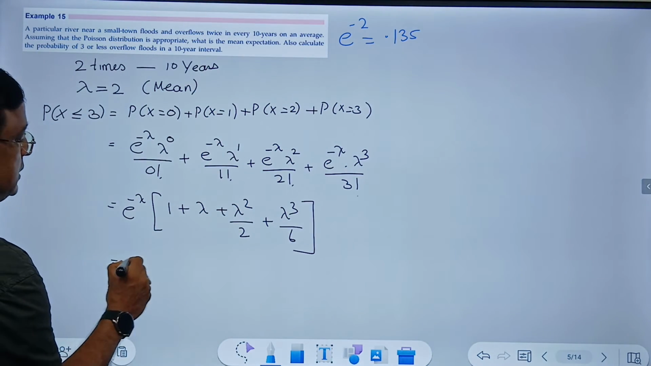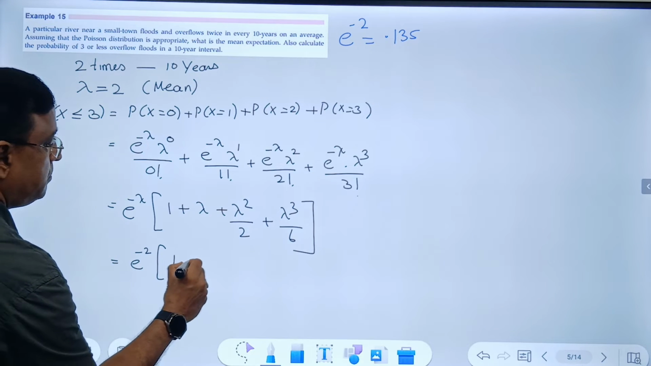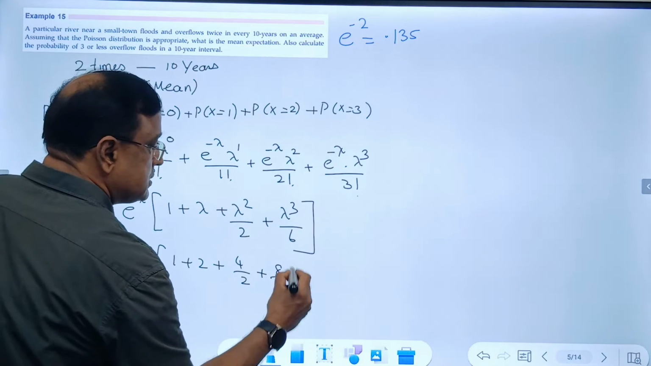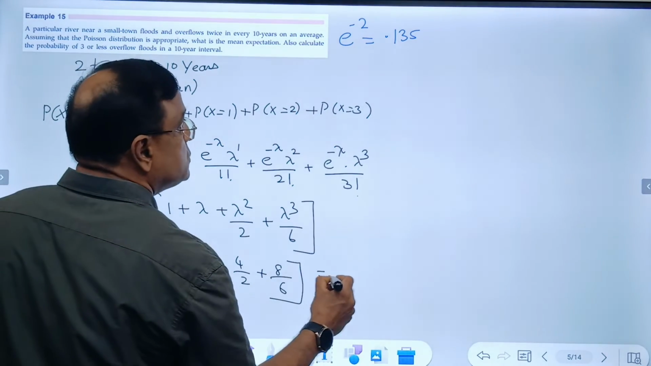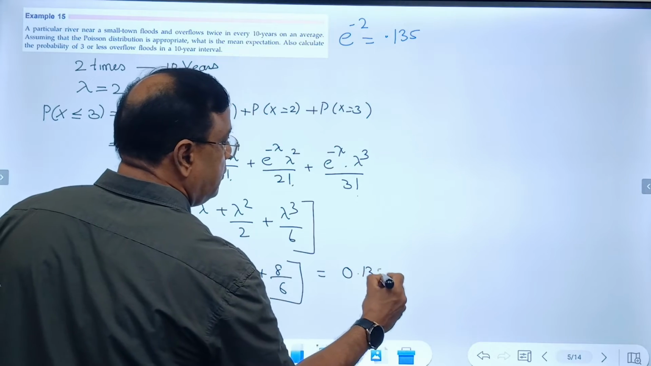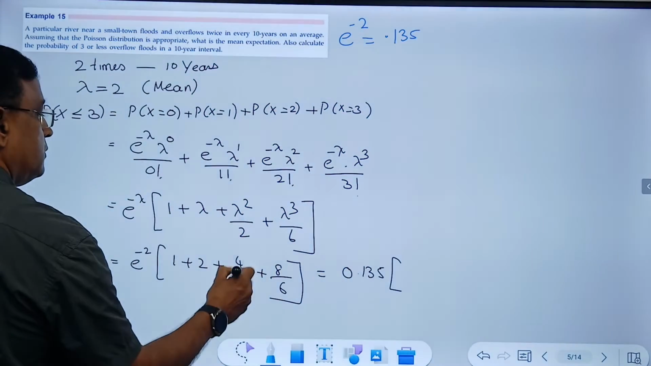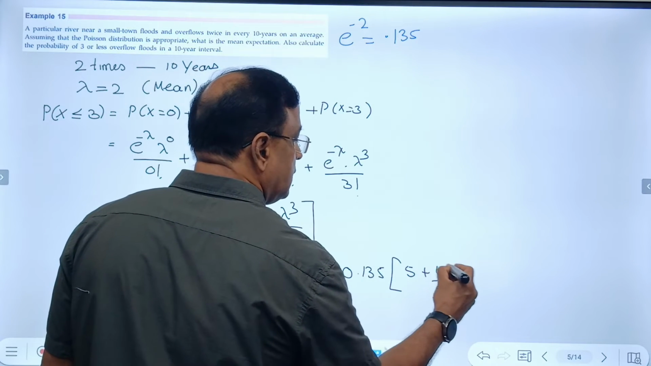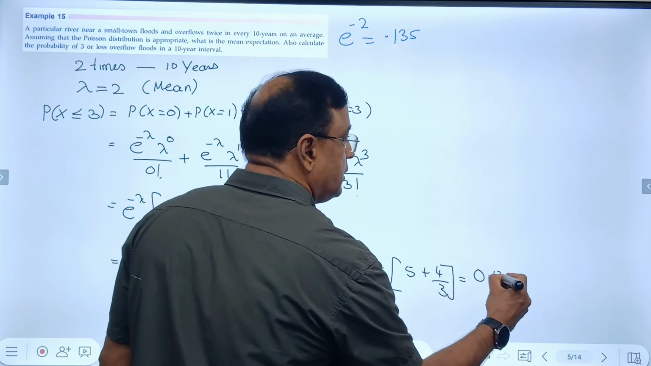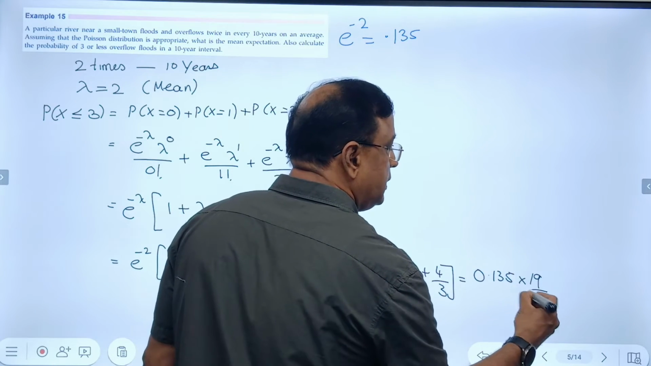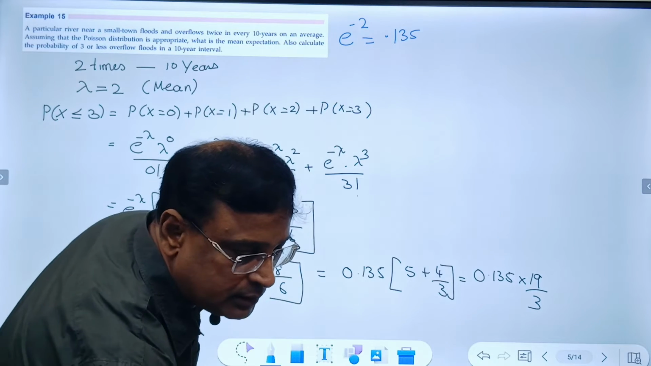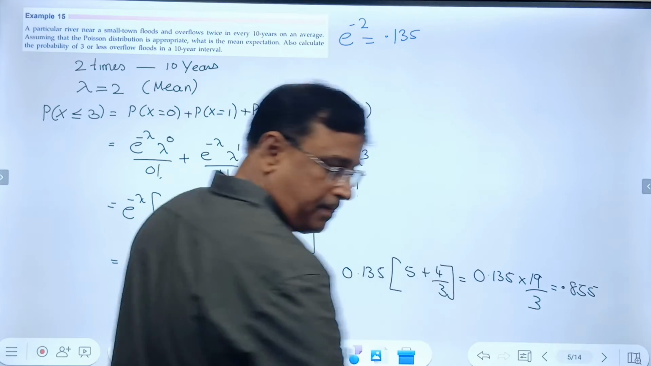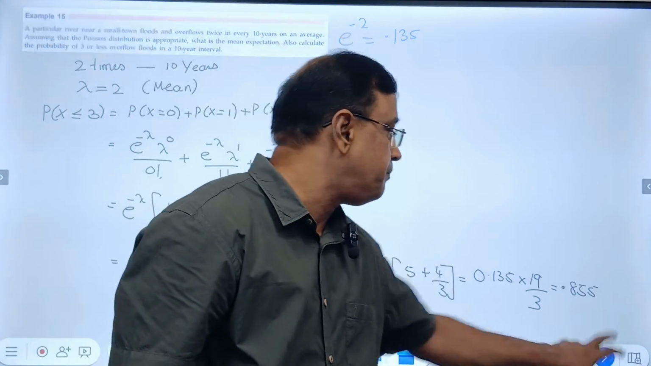This is lambda plus lambda square by 2 plus lambda cube by 6. E power minus lambda is e power minus 2 into 1 plus 2 plus 4 by 2 plus 8 by 6. So e power minus 2 is 0.135 into, this is 2, 4 is 5 plus 4 by 3, which is 0.135 into 19 by 3, and when we calculate that, I am getting it as 0.855. So it's pretty easy calculation.